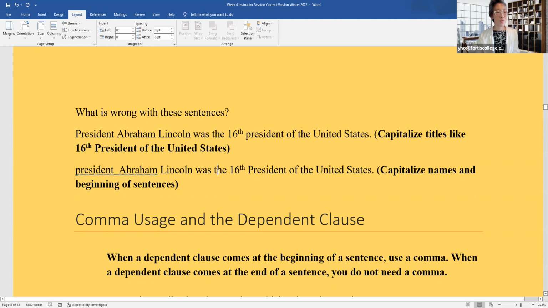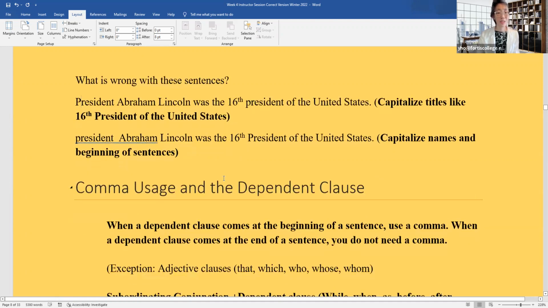And then this one, what's wrong with this sentence? President Abraham Lincoln was the 16th president of the United States. The same President thing. Isn't President capitalized? Same thing, yeah, same thing. So you need to capitalize because it's the beginning of a sentence. So that's what's wrong with these sentences.